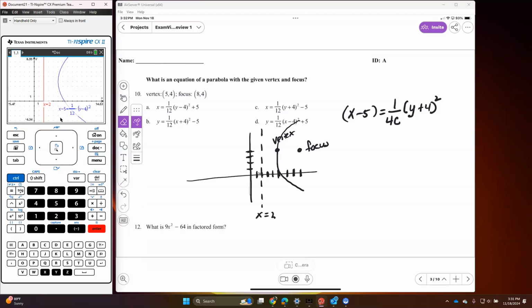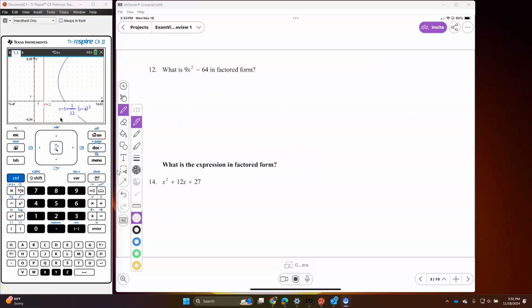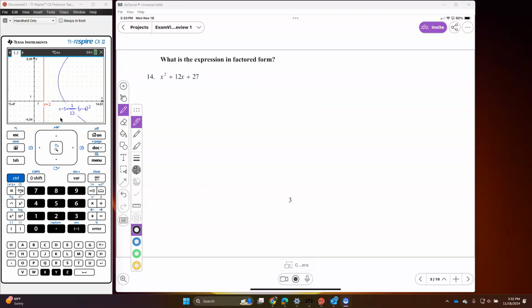So the answer is y minus 4. Okay, so the next one is, what is this in factored form? Remember in class Rally Coach, you have to identify the squares, because a squared minus b squared equals a minus b times a plus b. And what do you notice about 9x squared and 64? Yep, they're perfect squares. So you have 3x minus 8 times 3x plus 8.